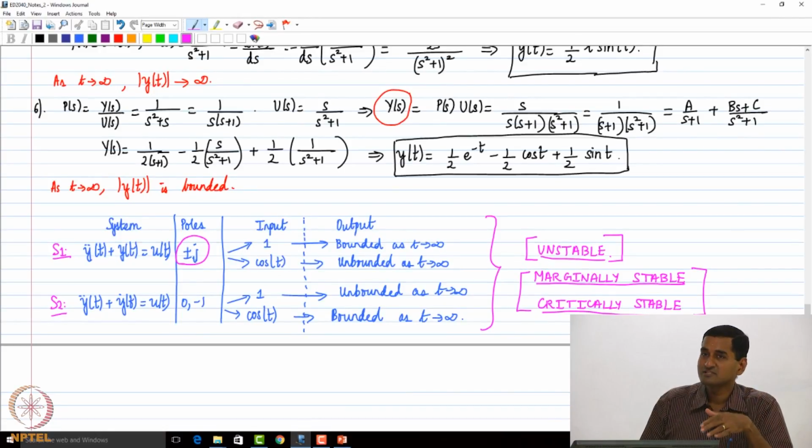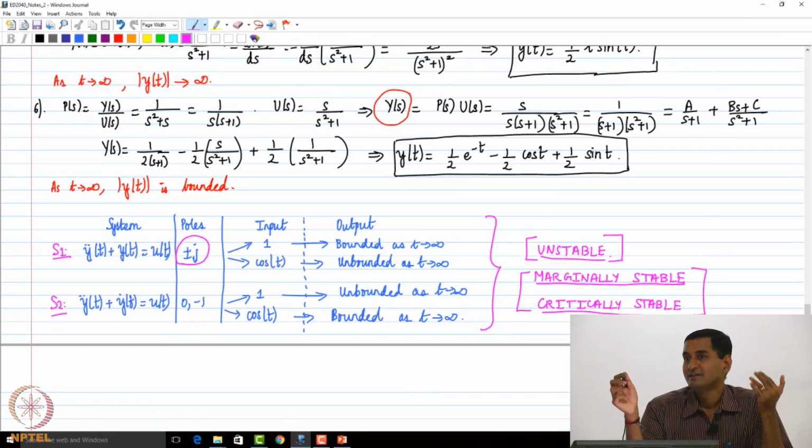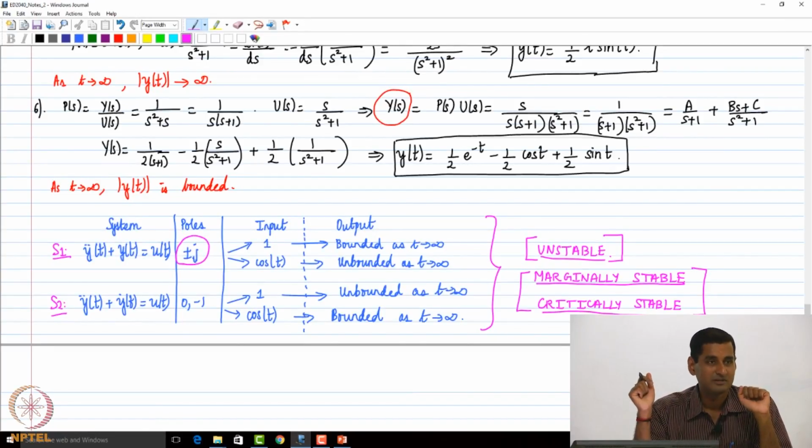We will see that such systems can be like an undamped mass spring system. If you have a mass spring damper system where there is no damper, you just have a mass and a spring, the equation of motion will become like that, because the C x dot term will go to 0. So then you will have m x double dot plus k x equals f, right? That's what this is. Without damping, if you perturb, you are going to have oscillations that are bounded, but the moment you give a step, the output will become unbounded.